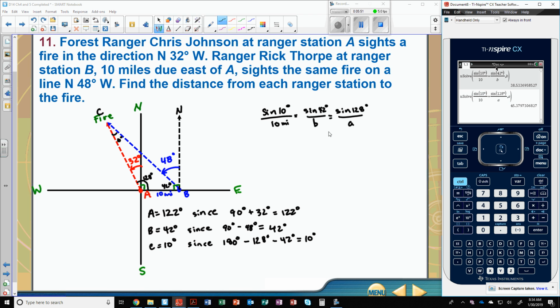So now that I have those, I can write out my answer. I'm going to do this in miles, to the nearest tenth. Oh, I got these out of order, I'm sorry. A is 45.4 miles, and B is 38.5 miles. And those would be our answers here.